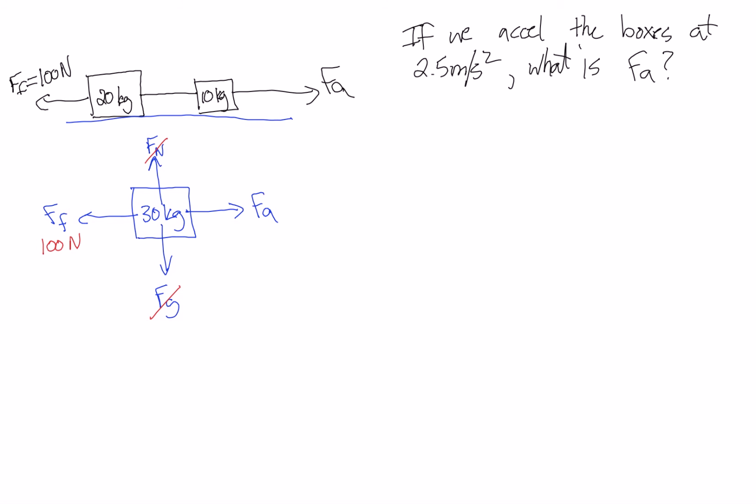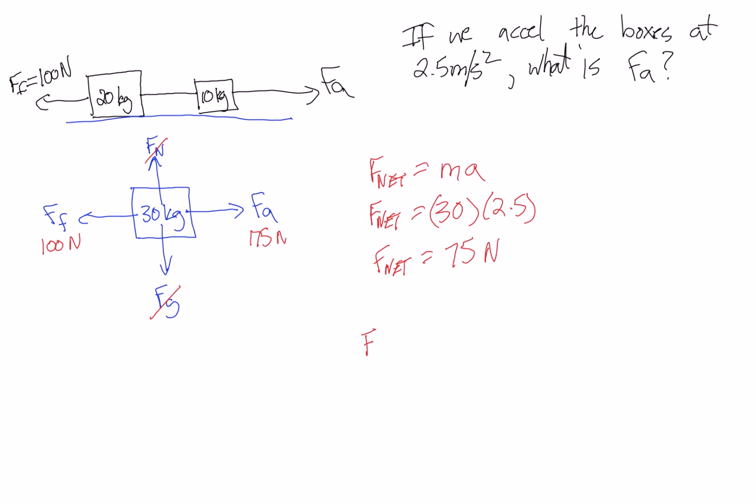So in this case, if we know that it was accelerating, that means we can actually calculate the net force. So our net force will be the mass, which is 30 kilograms, times the acceleration of 2.5. So that gives us a net force of 75 newtons. So that means if we had a net force of 75 newtons, we can then use common sense to say, well, in order to get a net force of 75, we've had to pull it at 175, because the 175 minus 100 would give us the 75.